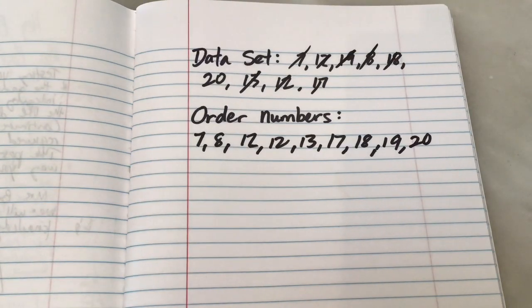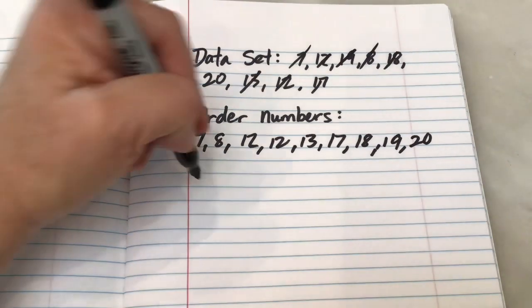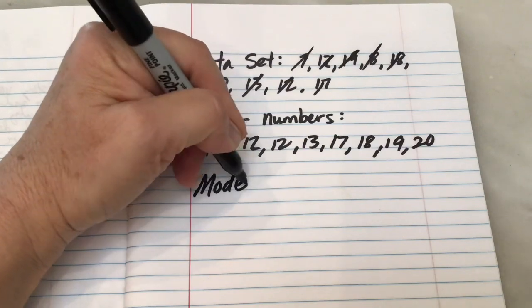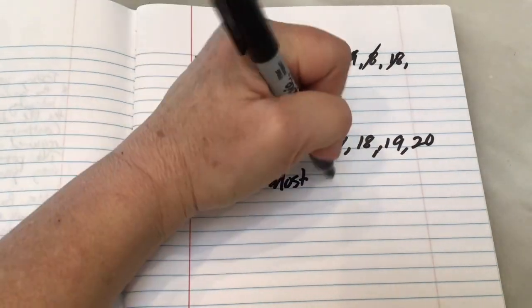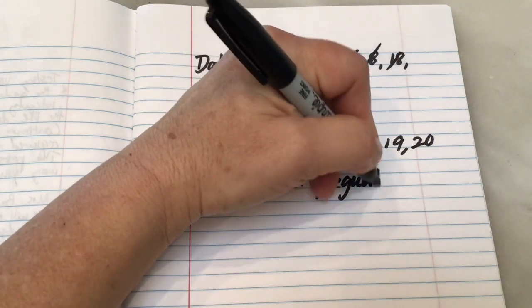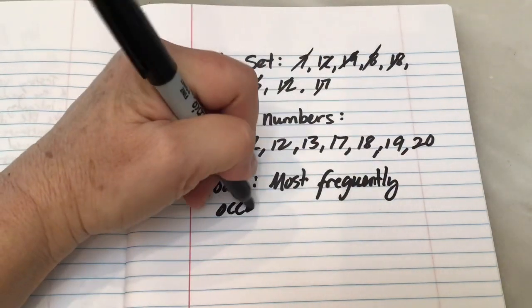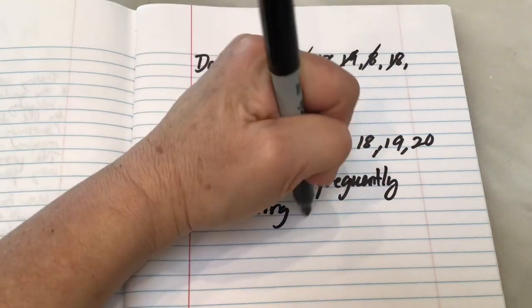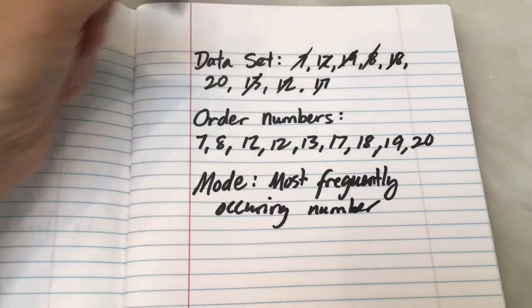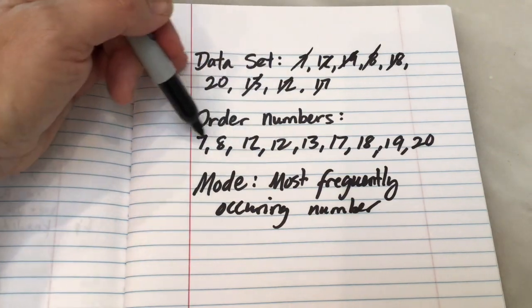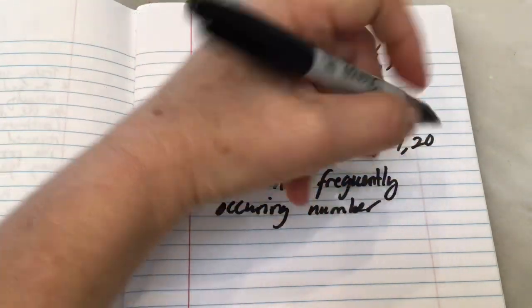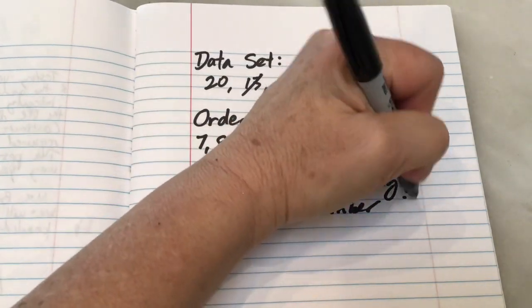So the first thing I'm going to do is find the mode, which is the most frequently occurring number. Just go ahead and write that, because you're taking notes, aren't you? So you'll never forget this. You can see in there that there's only one number that occurs twice, and that's the number 12. Everything else only occurs once. So my mode is 12.